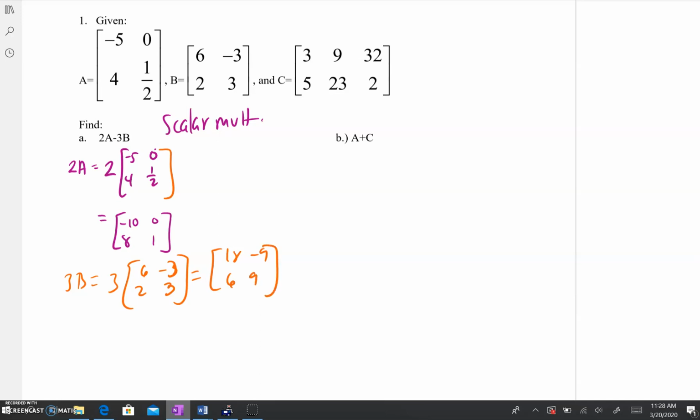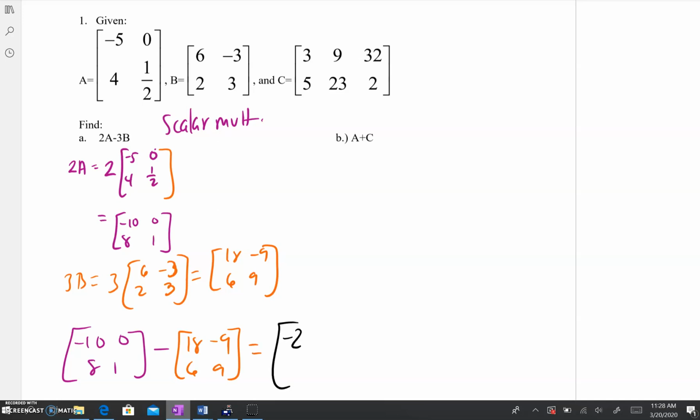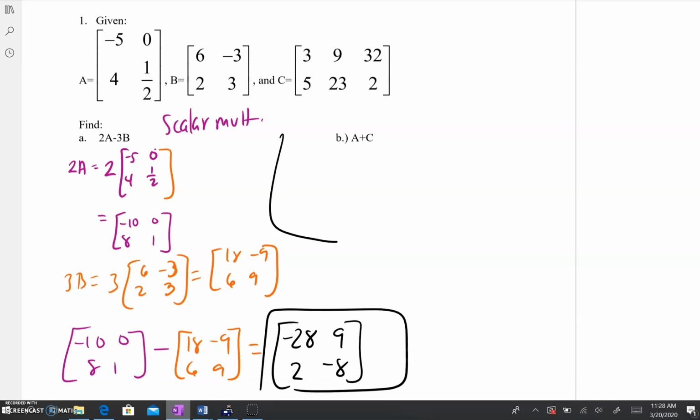And then if I am asked to subtract them, I've got to do my first one minus my second one. Just remember when you subtract to distribute your negative correctly, right? So like negative 10 minus 18, negative 28, 0 minus negative 9, that's going to make a plus 9. We got a 2 and negative 8. So that is your answer for the first one. And this one's like a nice example of, on an assessment, I probably wouldn't ask you to just add them or subtract them. You'd probably have to do a couple things in a row.